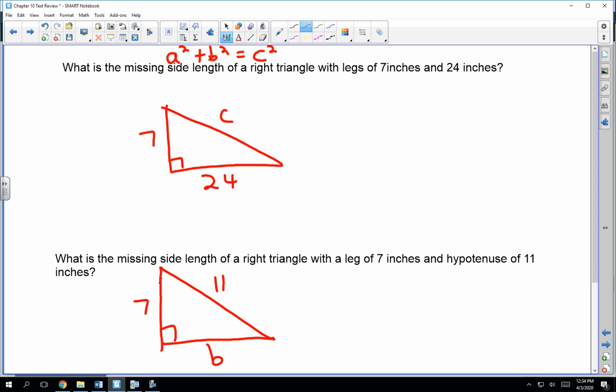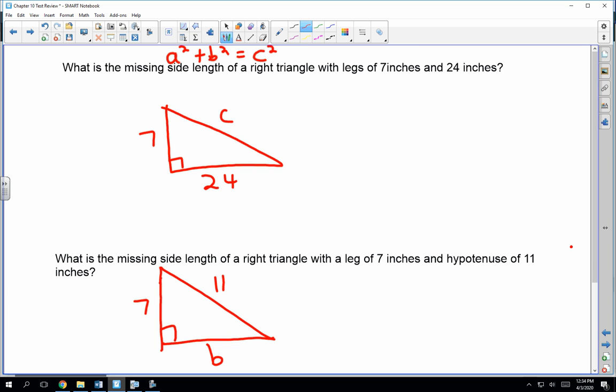So it falls into one of 2 categories. Either you're given the 2 legs and you're asked to find the hypotenuse, or you're given the hypotenuse and one leg and asked to find the other leg. And the algebra for these 2 are just slightly different, but these really represent the 2 different types of problems you might get when it comes to solving for a missing side length in a right triangle using the Pythagorean theorem.